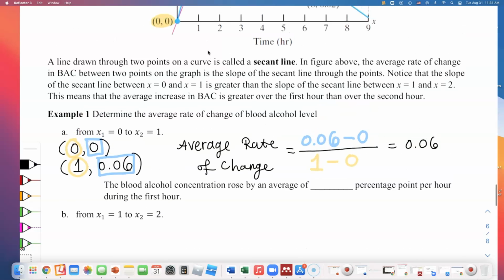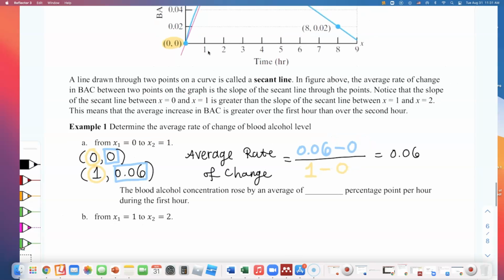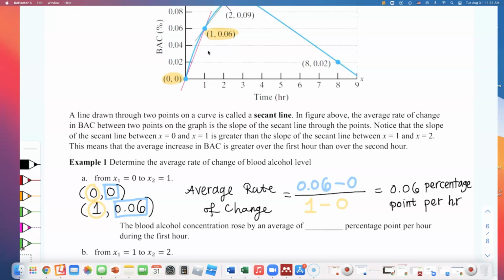That's going to be 0.06, right? Now, if I try to put some units here, I can do percentage points per hour. So it's positive. It's going up by 0.06 percentage point per 1 hour. That's exactly what happened, right? From 0 hour to 1 hour, the blood alcohol concentration rose from 0 to 0.06.